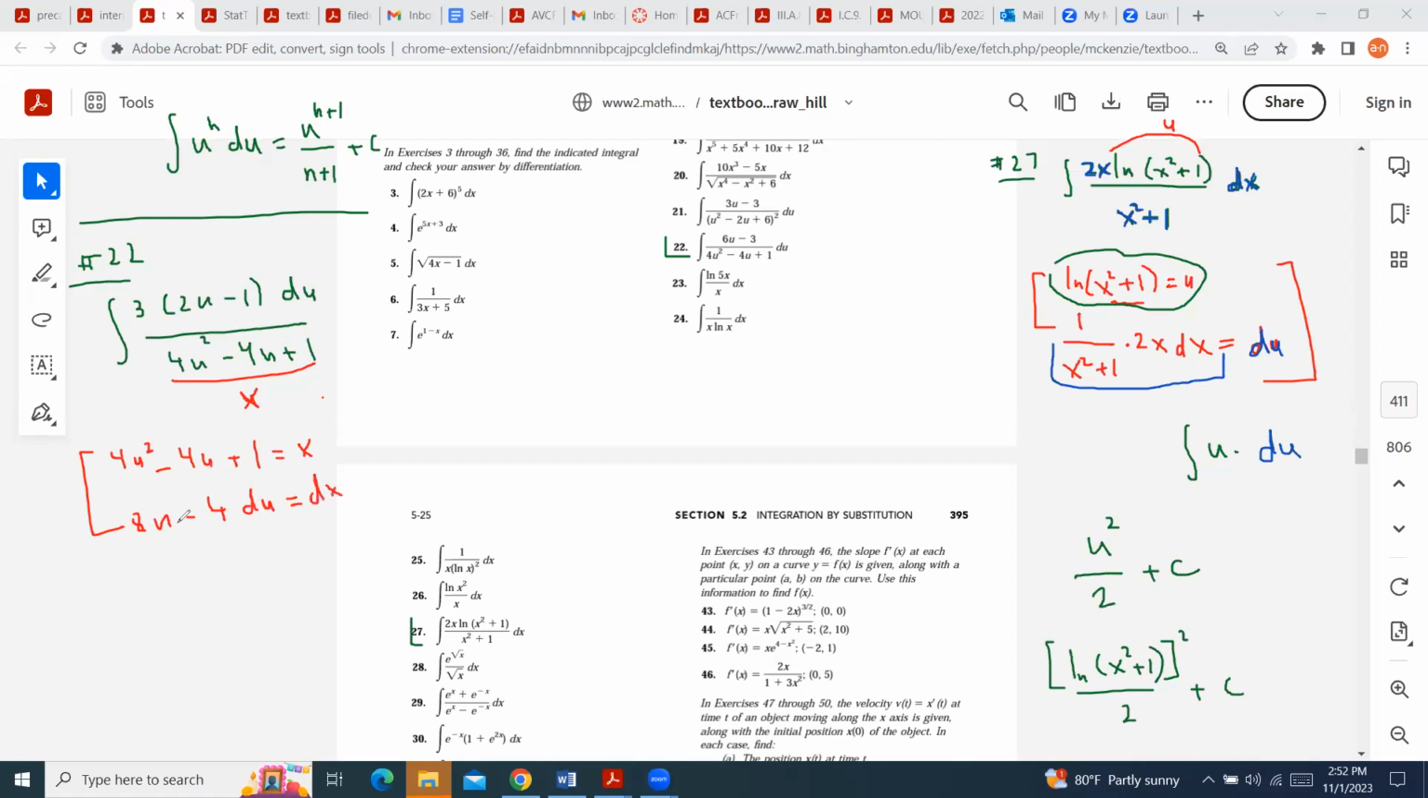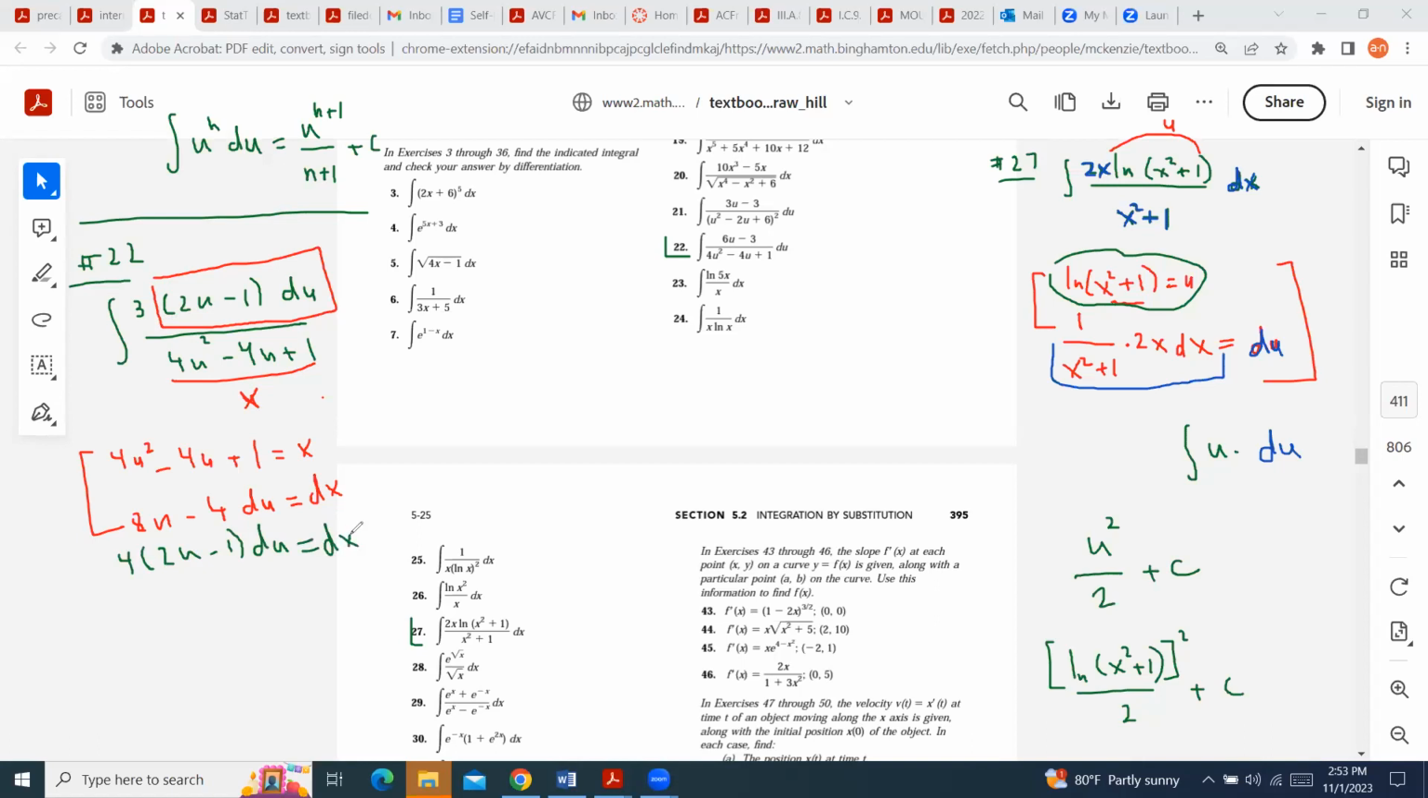Well, now I need to see how this is related with the rest of the story. And the rest of the story has 2u minus 1 with du. So what I can do is actually produce something similar by taking 4 out. So it'll be exactly 2u minus 1 here with du. And then this is equal to dx.